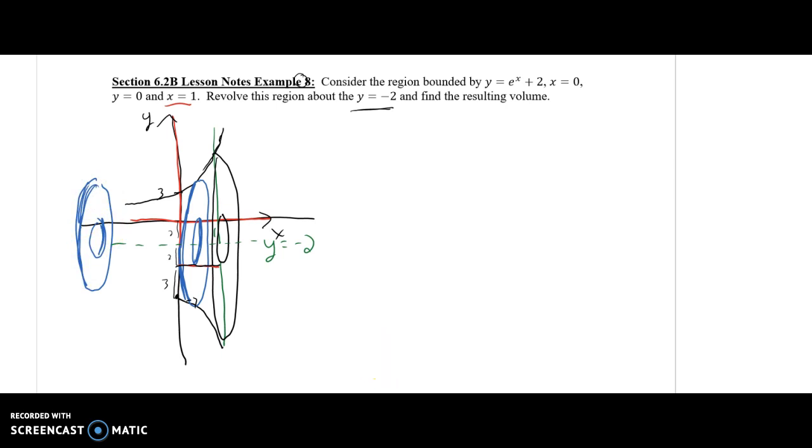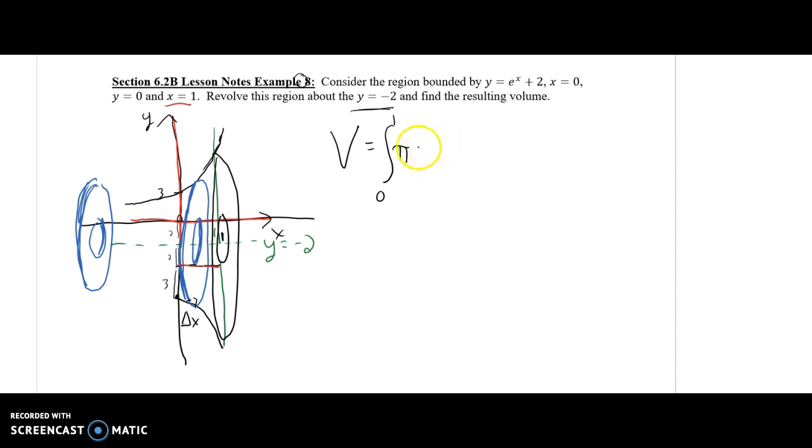So our setup is always going to be the same. It is going to be our volume. Since I'm slicing it this way, once again it is a dx. Anytime I revolve around a horizontal axis like y equals -2, the circle is going to be a slice of delta x. So once again the volume is going to be the integral from a to b. In this case, this is 1 and this is 0, so I'm still going from 0 to 1 like in the previous example.